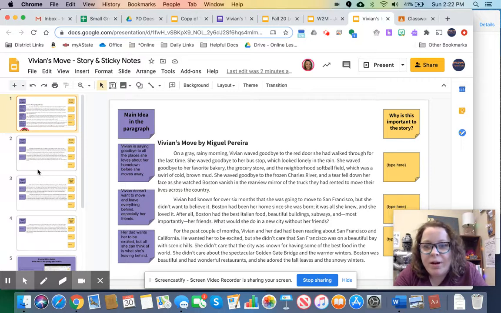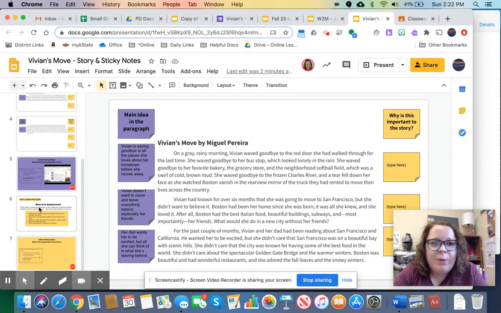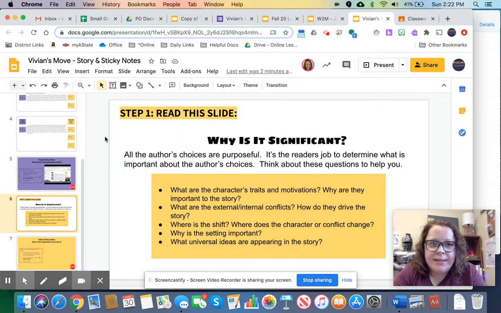This is where you look beyond the surface level. That's why we had you look at this slide here on slide 6 that said, why is it significant? Authors make choices that they make on purpose. And as readers, it's our job to try to think about why they might have made that choice. That's where we read for meaning, right? The purple is just reading for understanding what's happening. And then the yellow is where we start thinking about reading the story for the meaning behind it.